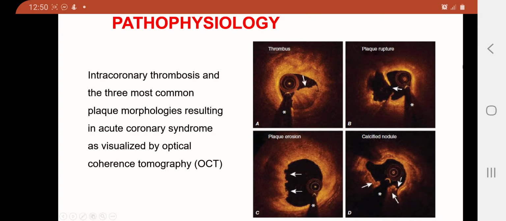This is an example of a thrombus. And the next picture would be a lipid-rich core with a break in the fibrous cap. Now, there's a plaque rupture. This is what we call the vulnerable plaque. This one is a plaque erosion, and an example of a calcified nodule.